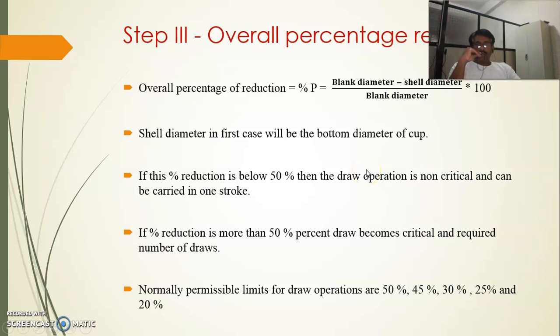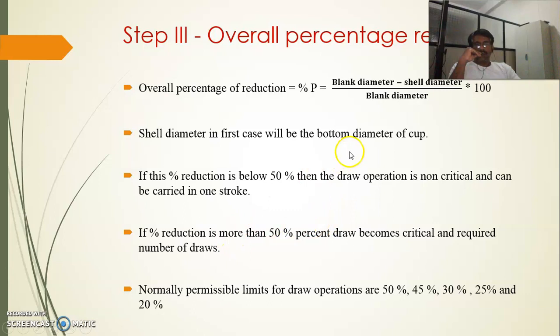Step number 3, which is again very important, is called overall percentage reduction. This percentage P is given by the formula: blank diameter minus shell diameter divided by blank diameter, and for percentage we multiply by 100. If the percentage reduction we get is more than 50%, then the criticality will be there. If it is less than 50, we can go with a single stroke application.